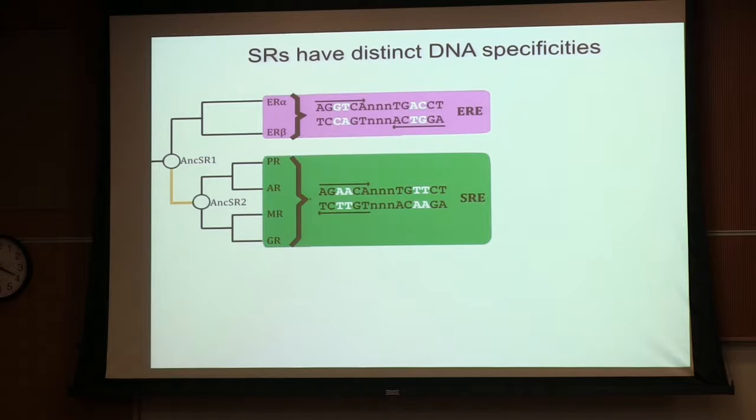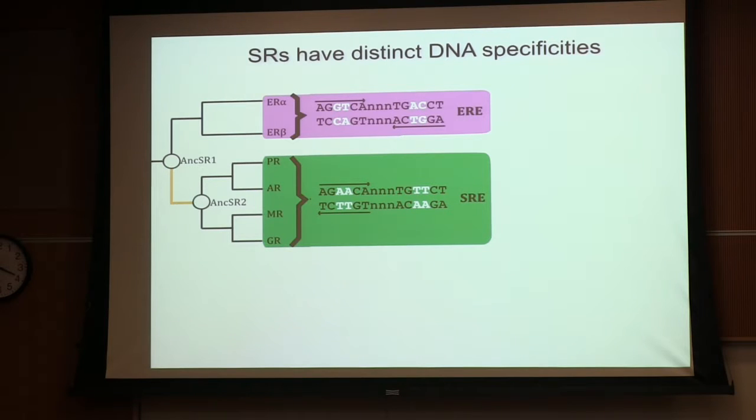Today I'm going to talk about diversity in the DNA sequences that they recognize. There are two major clades of the steroid receptors. One consists of the estrogen receptors, alpha and beta, which bind a so-called ERE. Here is the palindrome. This is the half site, six base pairs of AGGTCA, a three base pair spacer, and then an inverted repeat on the other strand. So that's the canonical ERE.